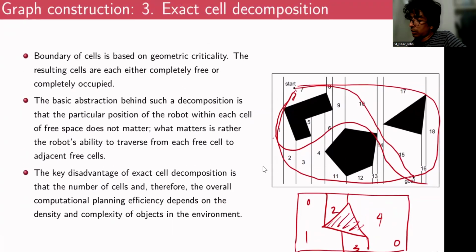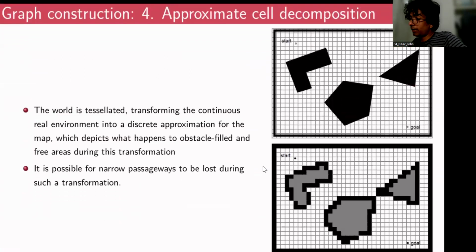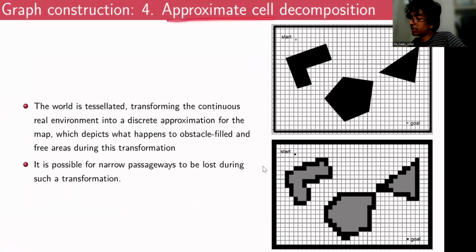All right. So now we have seen three graph construction methods. The first one was visibility graphs. Then we have seen Voronoi diagrams, and finally we have seen this exact cell decomposition. I believe we have one more variant actually. It's called the approximate cell decomposition method.